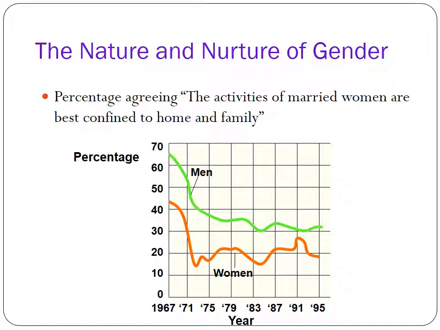When we talk about nature versus nurture, time period matters and change does happen. So here we have the statement that the activities of married women are best confined to the home and the family. And if you look back at the 1960s, men and women tended to agree. And in the 1970s, you have the women's rights movement. By the 1980s, the lines are becoming a lot closer, meaning that over time, environment has definitely changed the way that we perceive these behaviors.